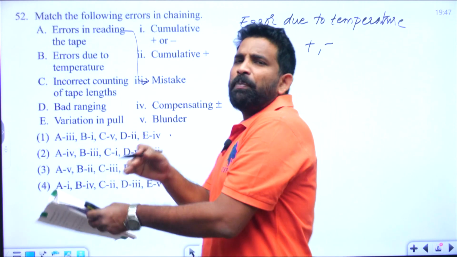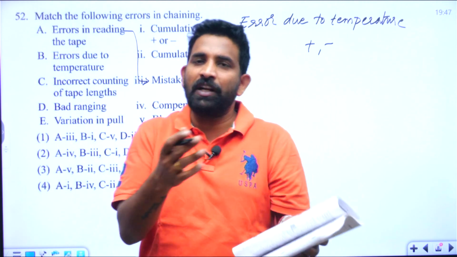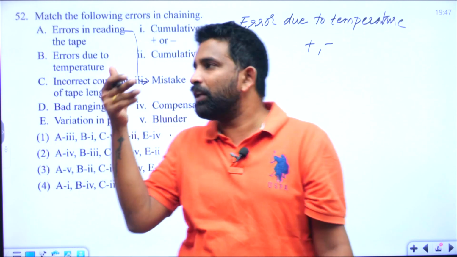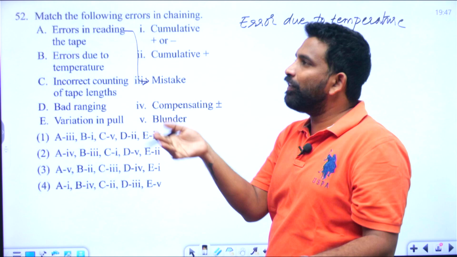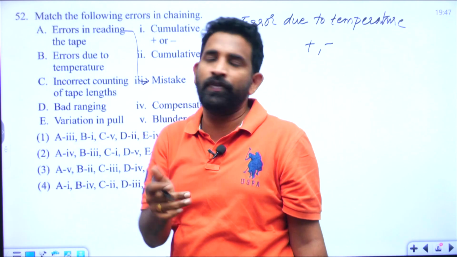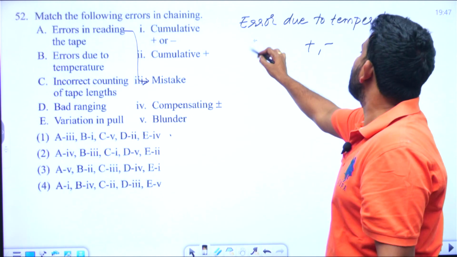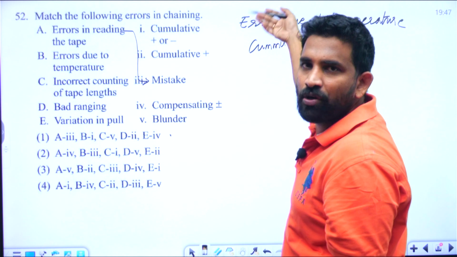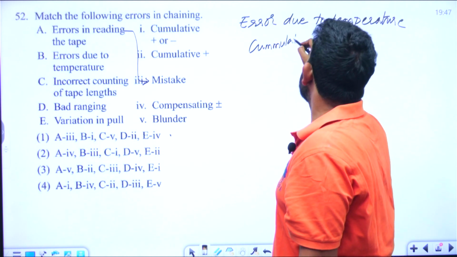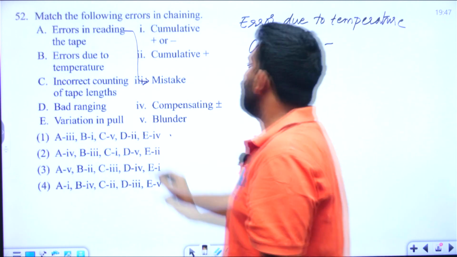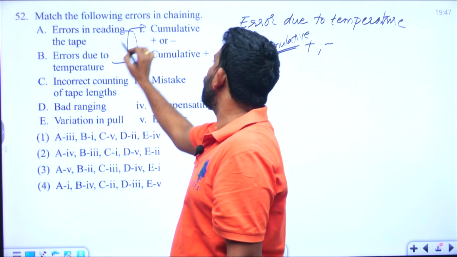When the temperature is too high, the mild steel might get expanded and that leads to a negative error. And when the temperature is too cold, it might shrink and the value will get lesser, leading to a positive error. So this will be cumulative in terms of positive or negative, dependent upon the time, whether it's a hot or cold temperature. So this statement, error due to temperature, can be cumulative with positive or negative. So I'll be going with B.